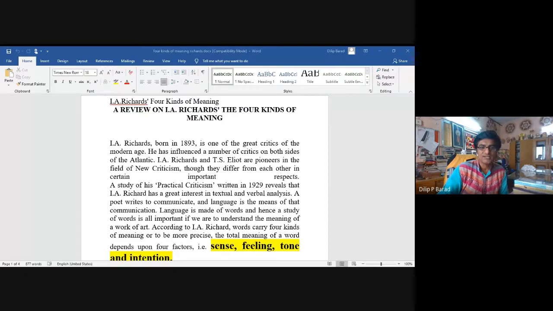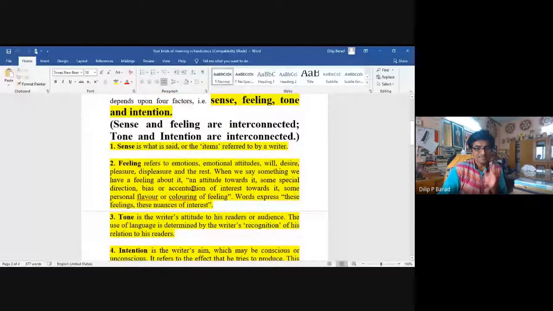And what are these four kinds? He says sense, feeling, tone, and intention. These are the four kinds of meaning that are found when we read the language of poetry. Okay? I repeat again, sense, feeling, tone, and intention. And he says that sense and feeling are interconnected with each other, and tone and intention are interconnected. So after four, you can make two groups. Sense and feeling are interconnected, and tone and intention are interconnected with each other.